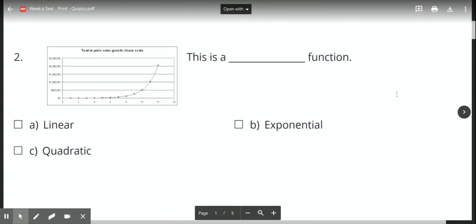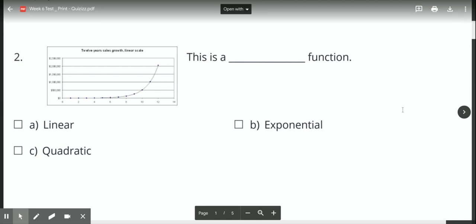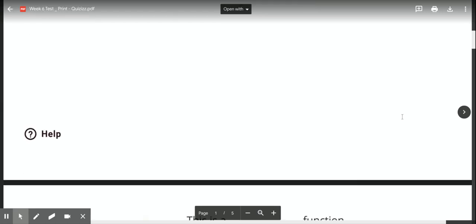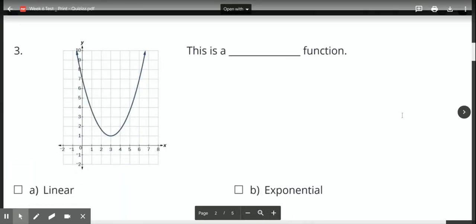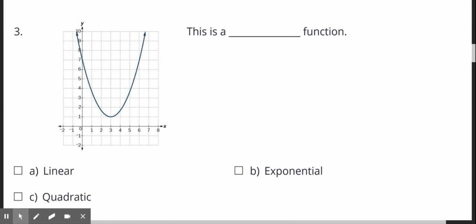Number 2, what type of function is this? This is a graph that is increasing and it has a slightly curved line. Is that linear, exponential, quadratic? Number 3, what type of function is this? This has a down-up pattern. It is symmetrical, which means the graph is the same on both sides of the line of symmetry. This is what type of function? Linear, exponential, quadratic?